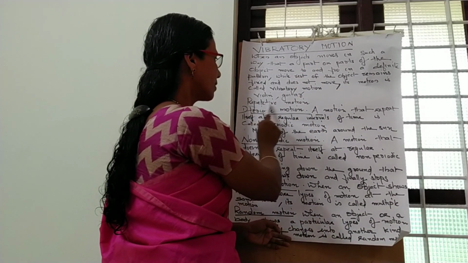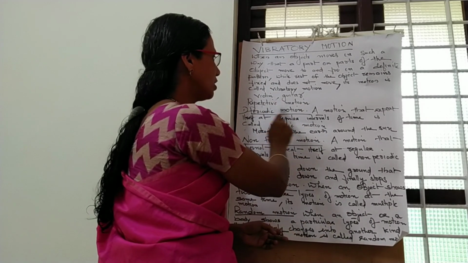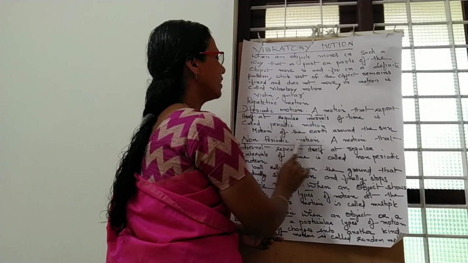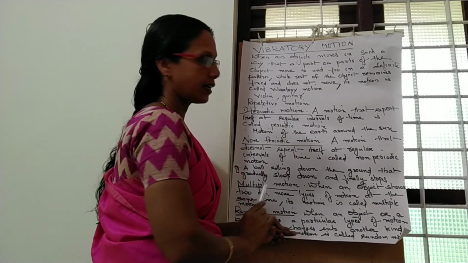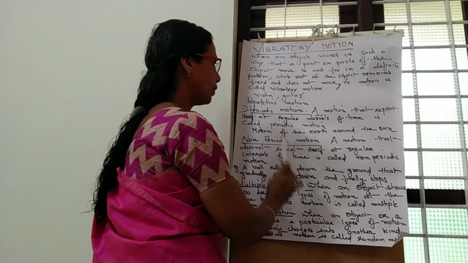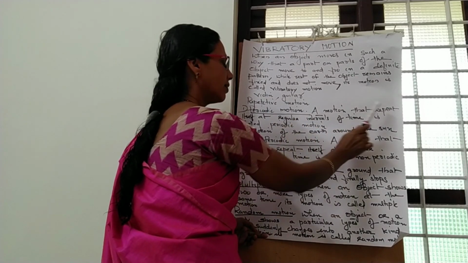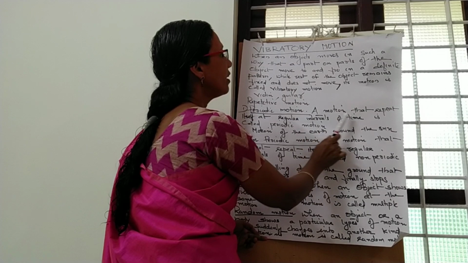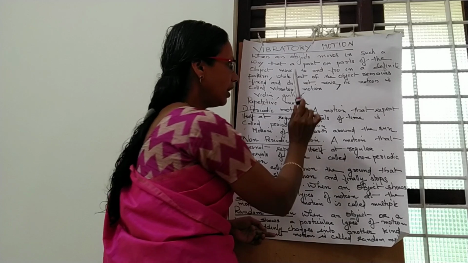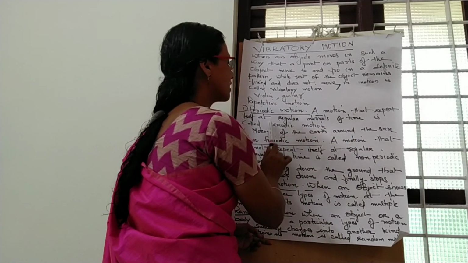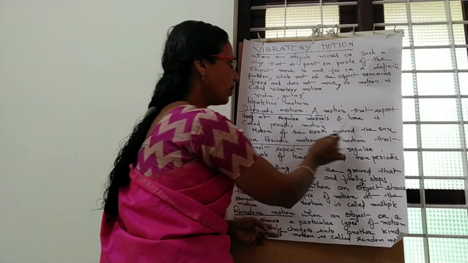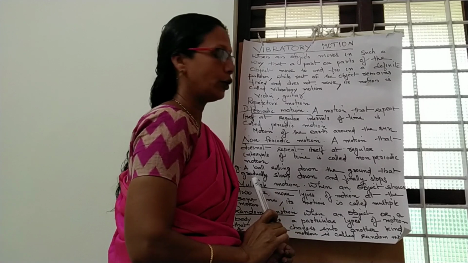The next one is repetitive motion. These repetitive motions are of two types: one is periodic motion and the other is non-periodic motion. What is periodic motion? A motion that repeats itself at regular intervals of time is called periodic motion.